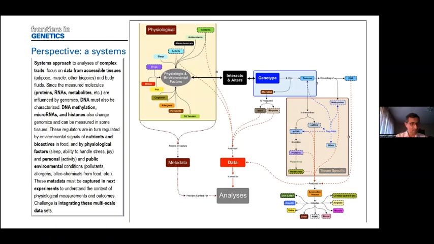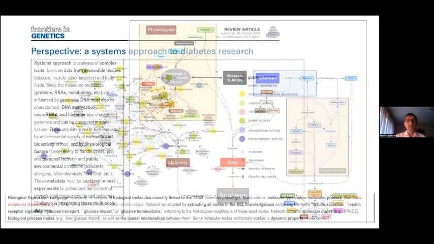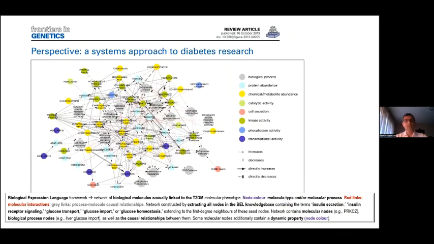So these metadata must then be captured in next experiments to understand the context in which they are captured. The challenge is, of course, integrating these multi-omics data sets. So this is another busy slide, but don't worry, I will take you through this and explain it to you.